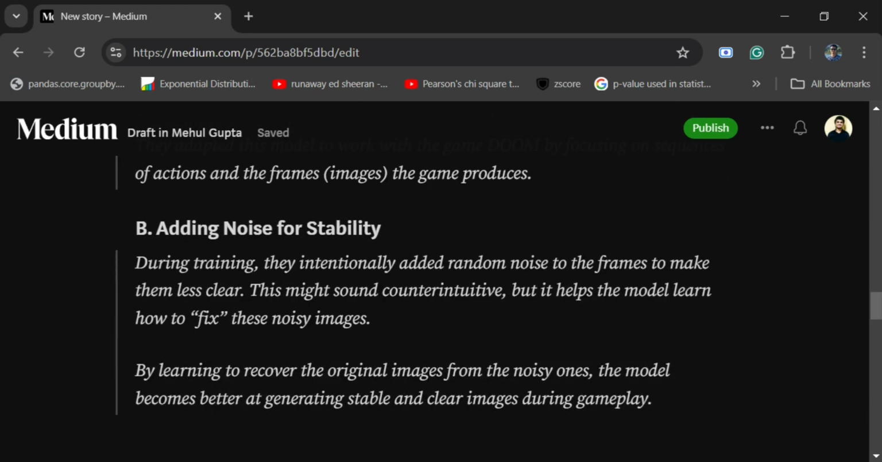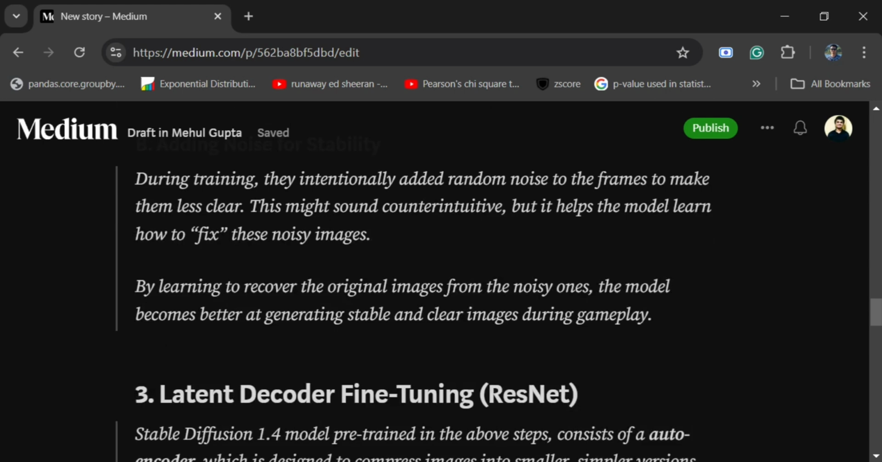Now, as mentioned in the paper, during training time, they added some noise to the images. Usually we don't do it, but they did. They said that this gave them better results as the model was learning to fix those noisy images. By learning to recover the original image from the noisy ones, the model became better.